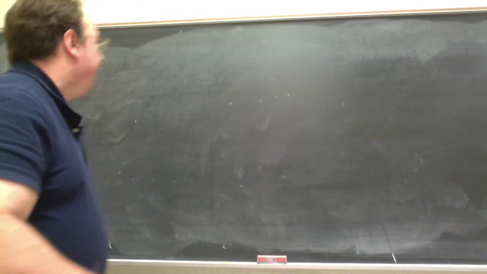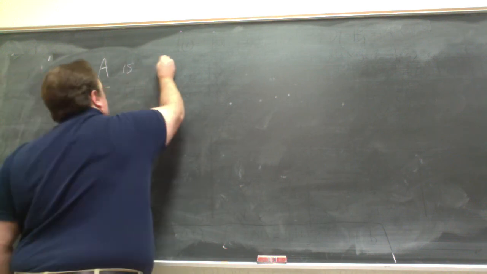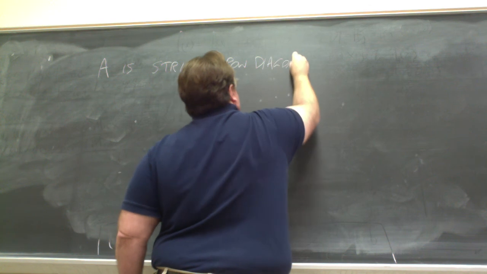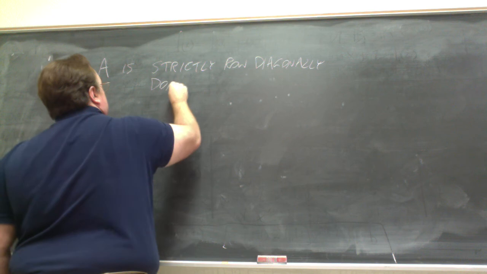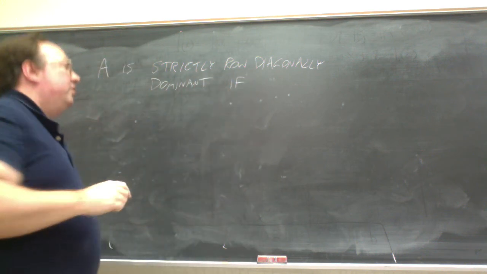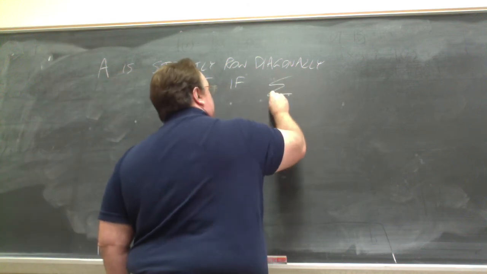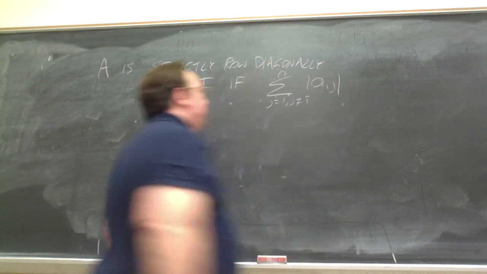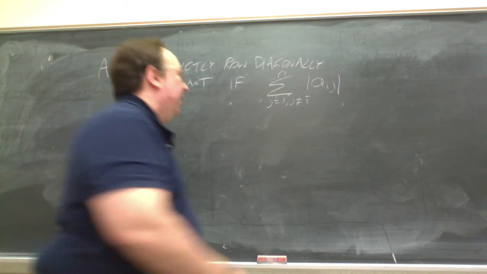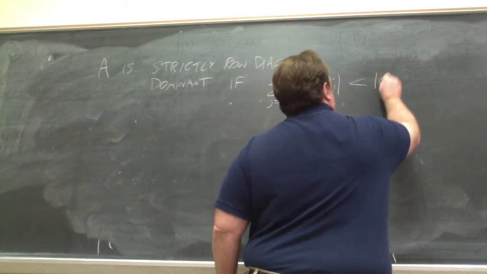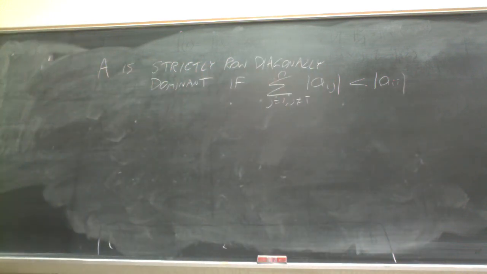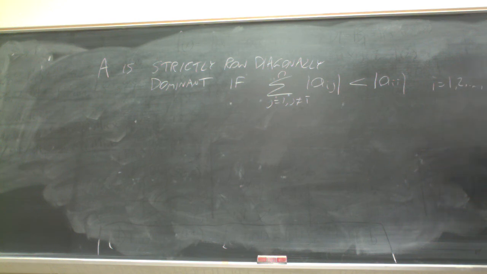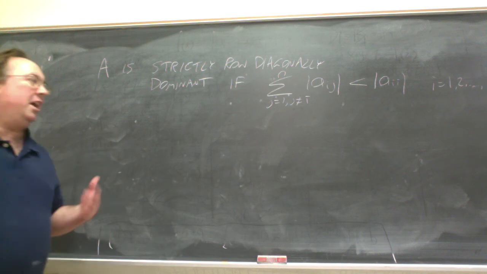All right. So matrix A is said to be strictly row diagonally dominant if it satisfies this condition: if you take the sum of all the off-diagonal entries in any row, so I'm excluding j equal to i, that sum of absolute values of these entries is strictly less than the size of the diagonal entry. And this has to be true for all rows. So all the off-diagonal entries in each row are dwarfed in size by that row's diagonal entry.